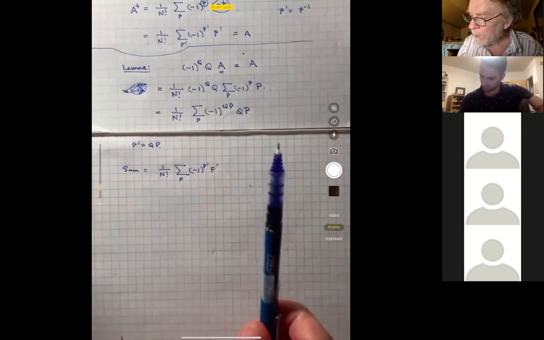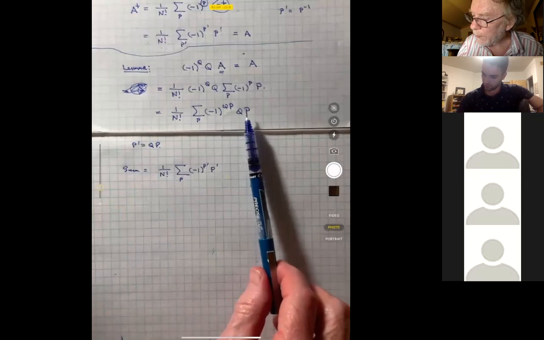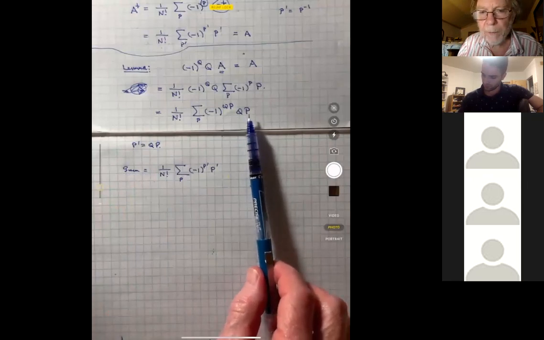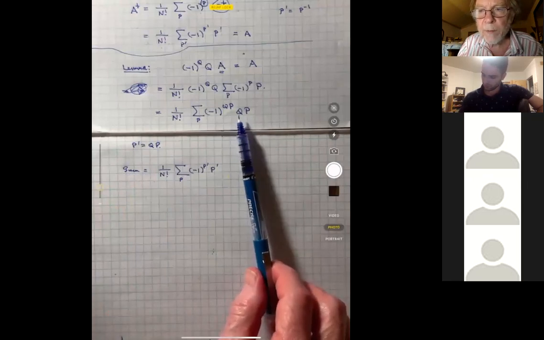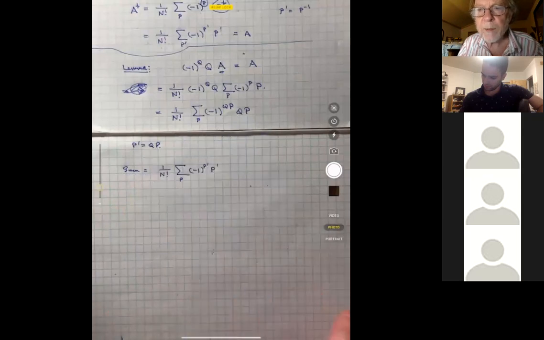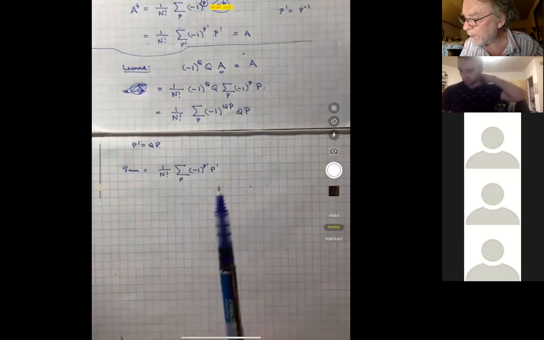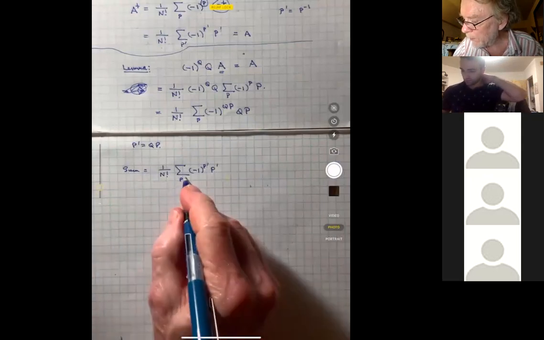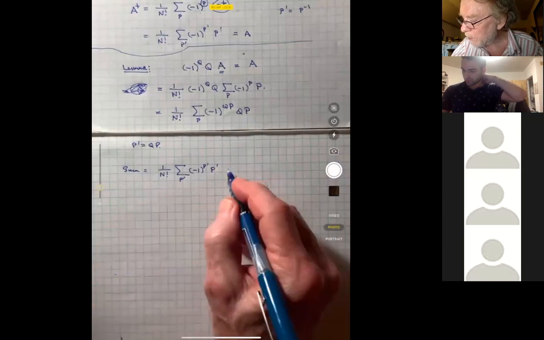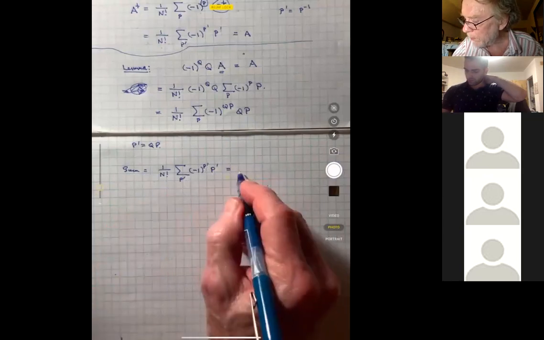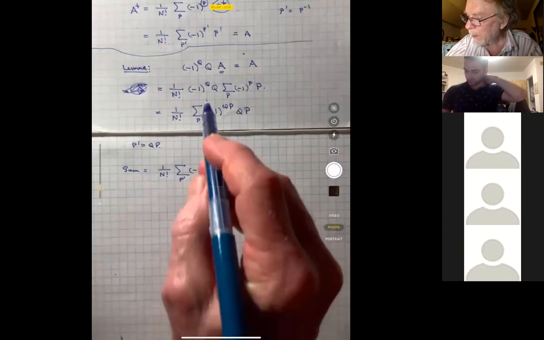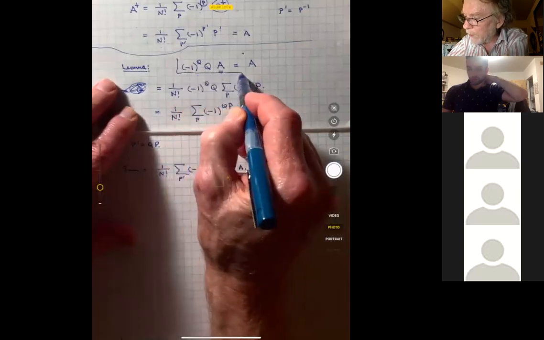Now the argument is very similar to what I used before. If I take the list of permutations P and I multiply the list on the left by a fixed permutation Q, this gives me the same list all over again, but in a different order. So summing on P prime is the same thing as summing on P, and I can put a prime there. And if I do, then by dummy summation of index of summation, this is just A all over again. And that proves my lemma, right here, that this is equal to that.